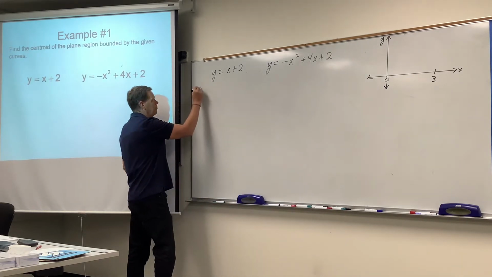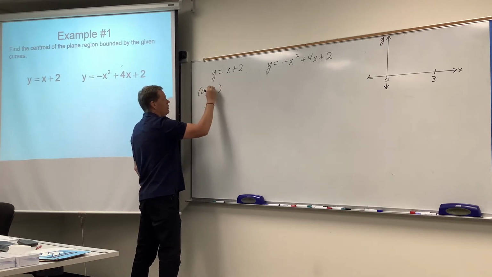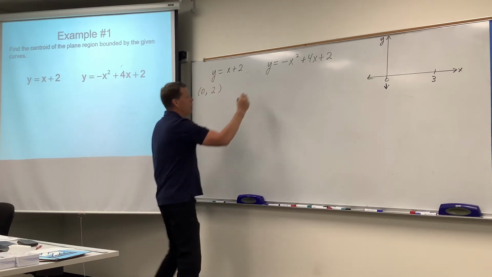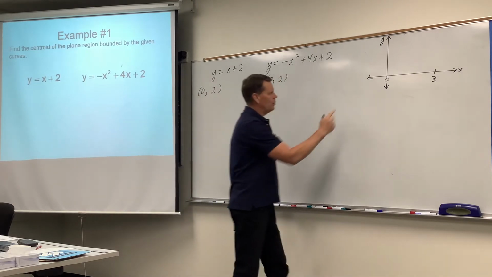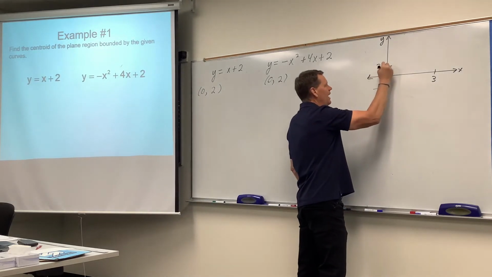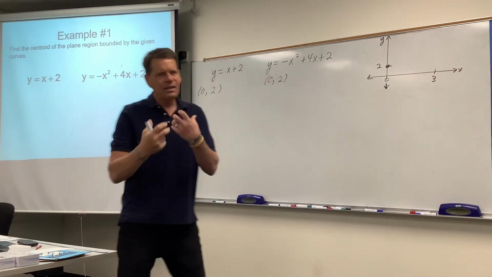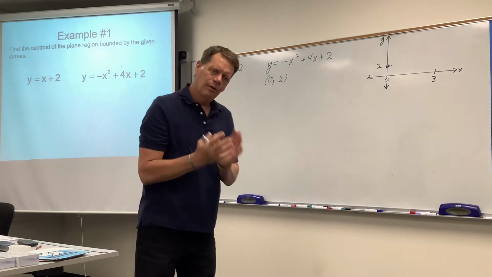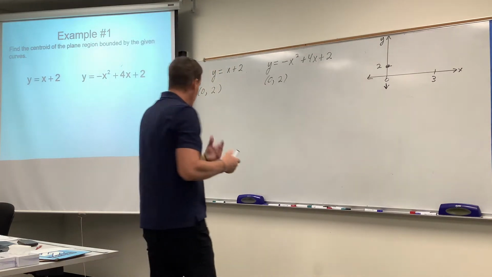Anyway, let's confirm: 0 plugged in for x is going to give us 2, and 0 in this one is going to give us 2. So the ordered pair is 0, 2. And again, the scale isn't perfect. I'm just trying to get a rough idea of the orientation of these curves. This is all going to come into play. Where do they cross? And we'll continue after that.